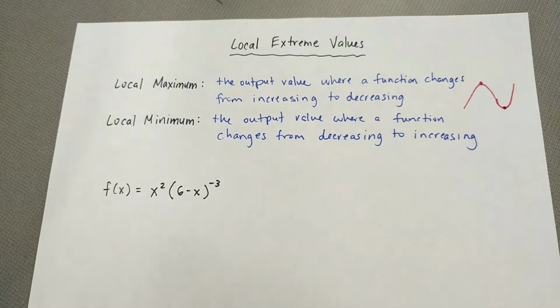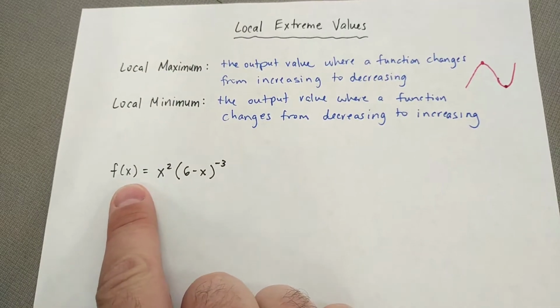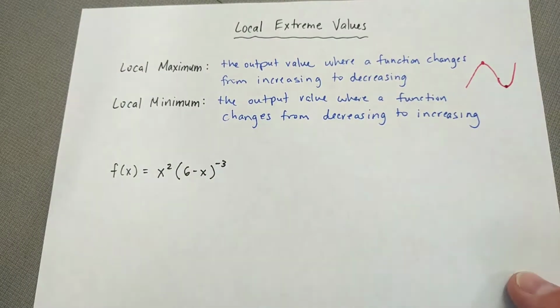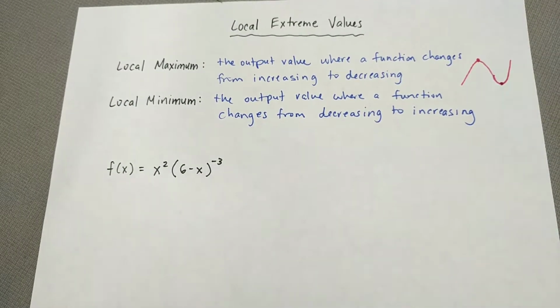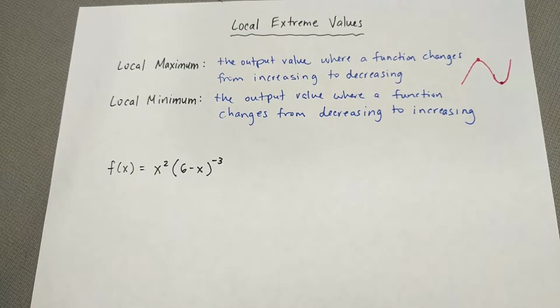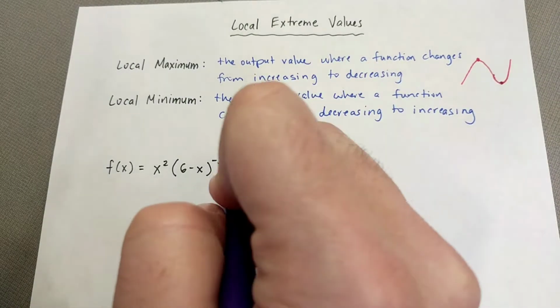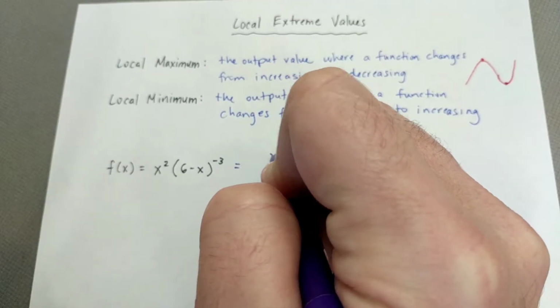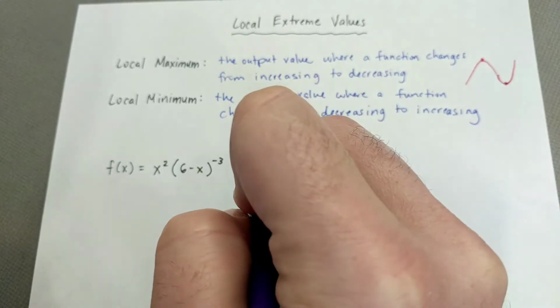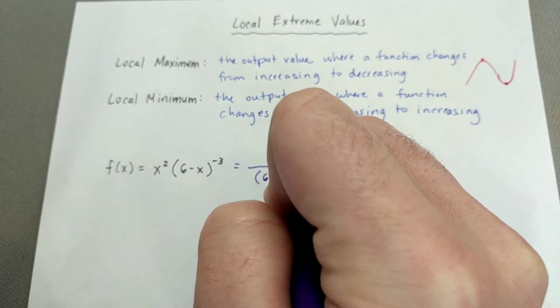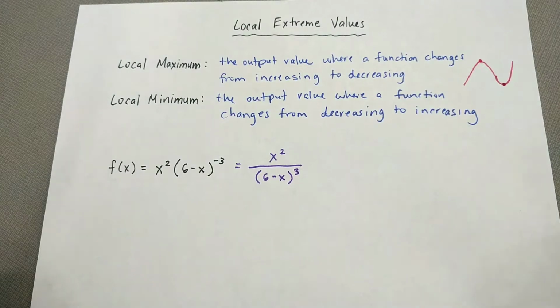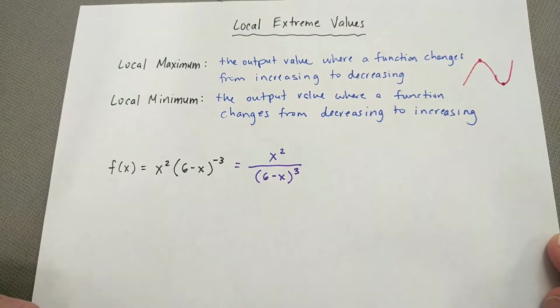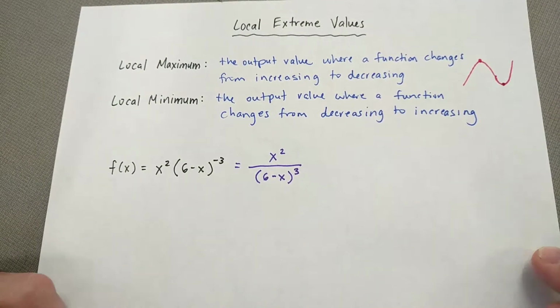So I gave us a pretty fancy function here. f of x equals x squared times (6 minus x) to the negative third power. So you could take that right now and move along with it, but I think I'm going to actually rewrite it as a quotient just because I think it's going to make my life a little bit easier here. But you could actually move forward with how it is, and it'll work out.